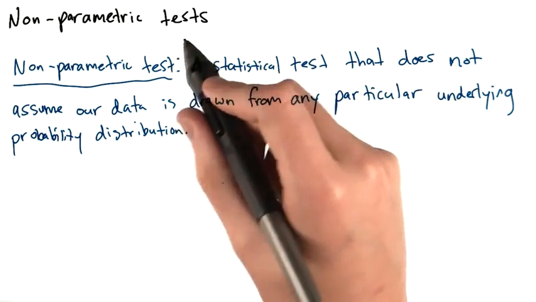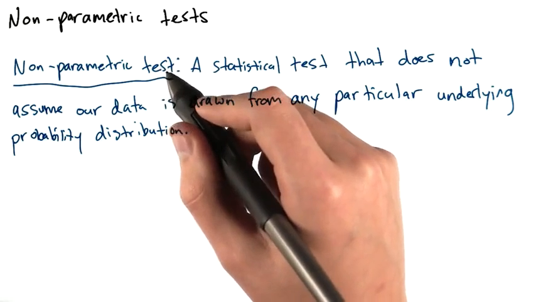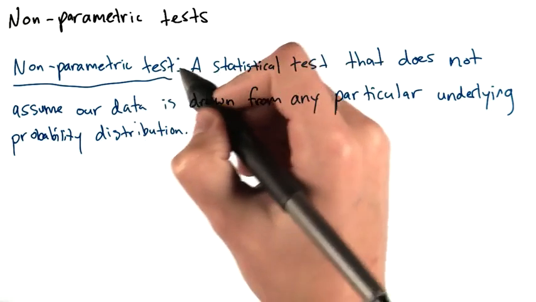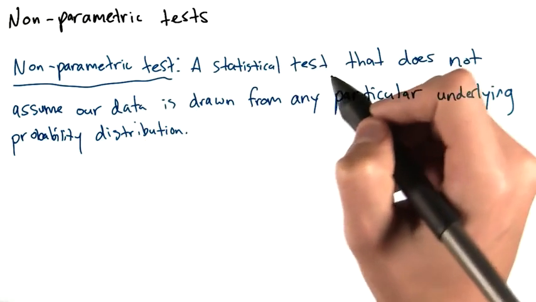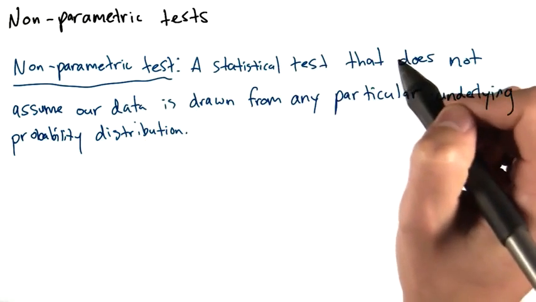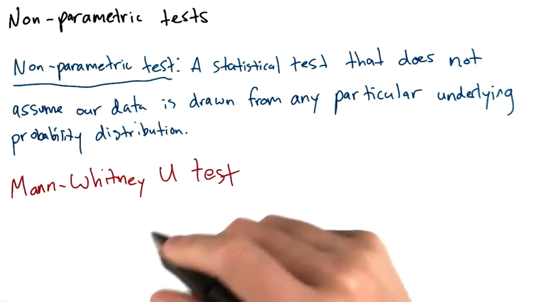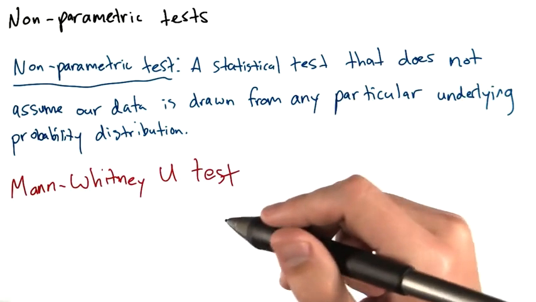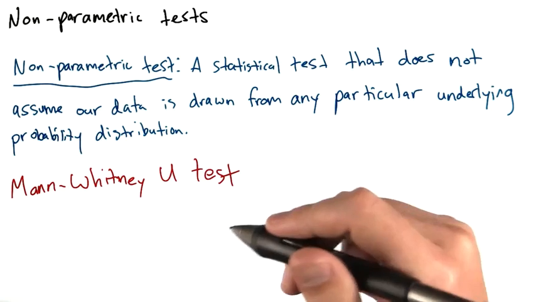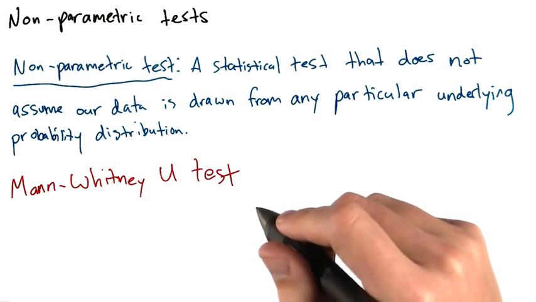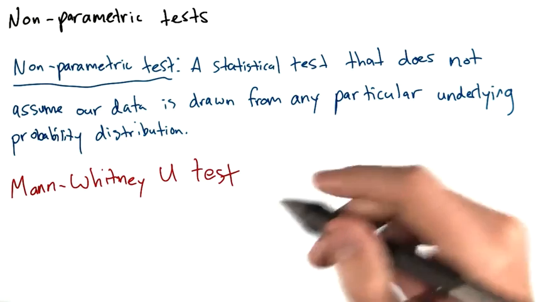But there also exist non-parametric tests that we can use to compare two samples. A non-parametric test is a statistical test that does not assume our data is drawn from any particular underlying probability distribution. One such test is the Mann-Whitney U-test, which is also sometimes referred to as the Mann-Whitney-Wilcoxon test. This is a test of the null hypothesis that two populations are the same.